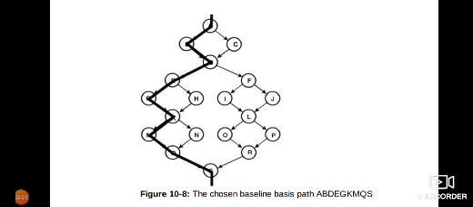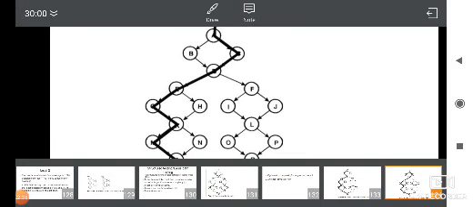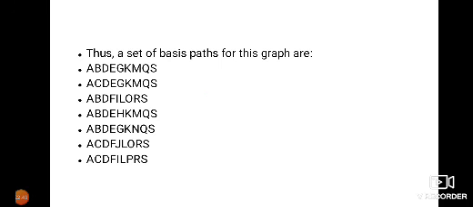Now these are the execution paths we have. This execution path is ABDEGKMQS. This is one execution path. Then the second execution path, then the third. Likewise, I have to find the different execution paths here. So there are 7 execution paths. I have to write test cases to test each of these execution paths. That is the ideology behind control flow testing.